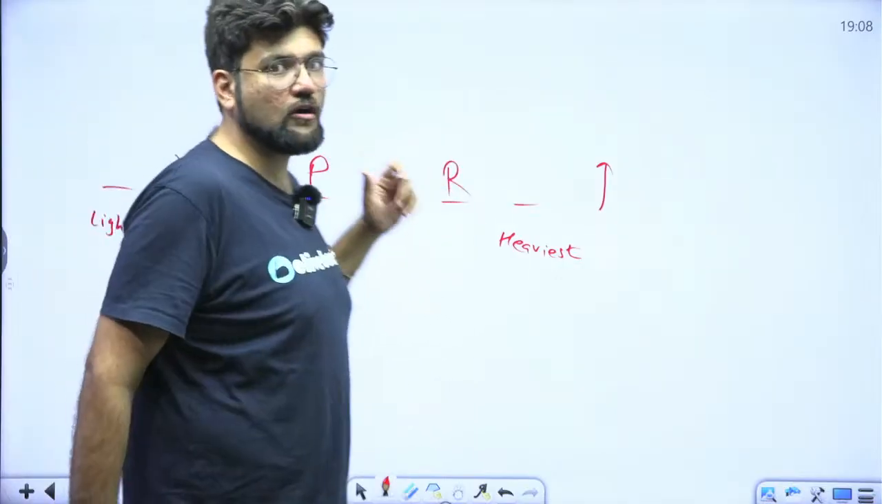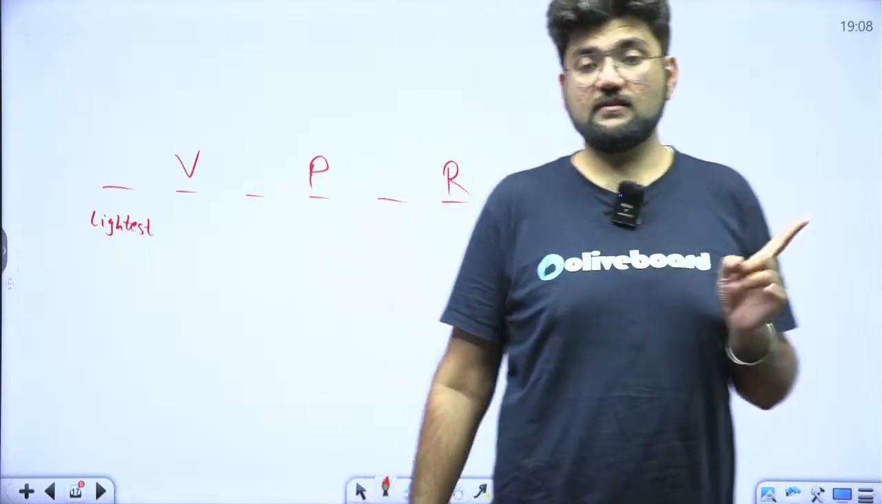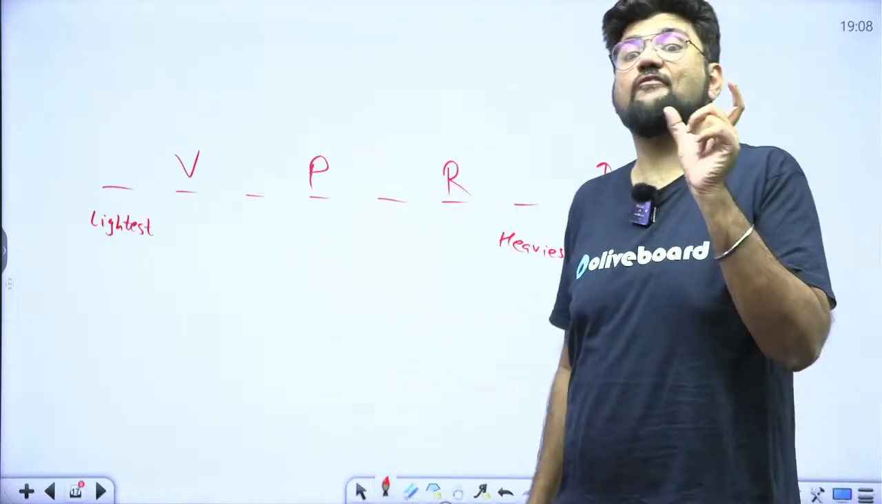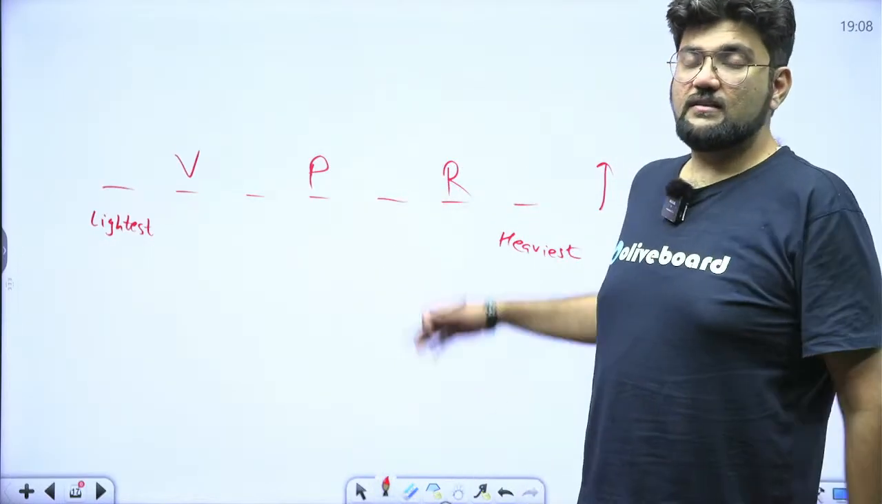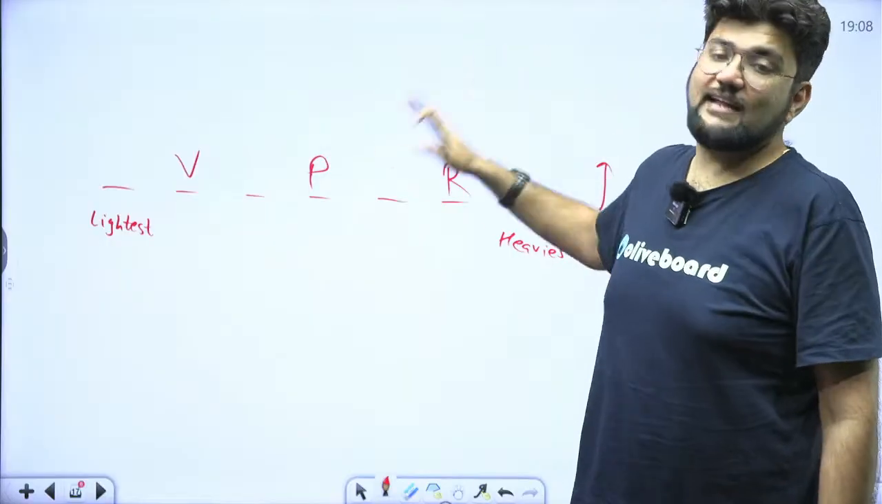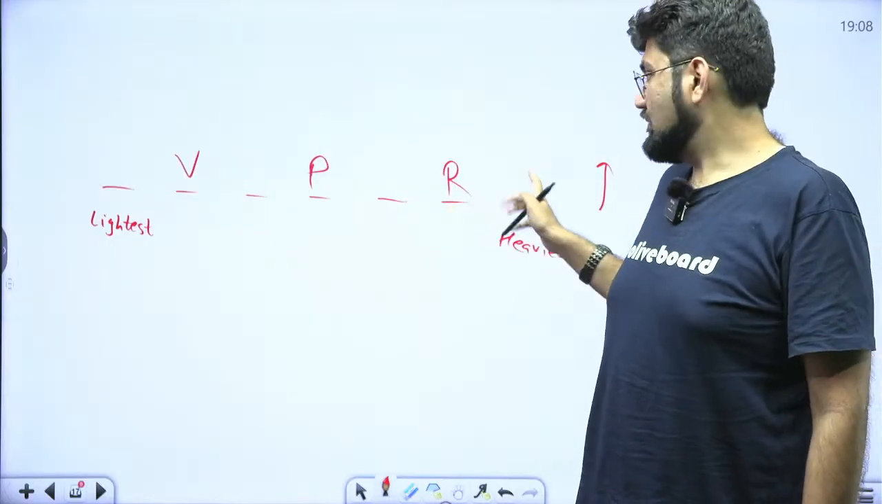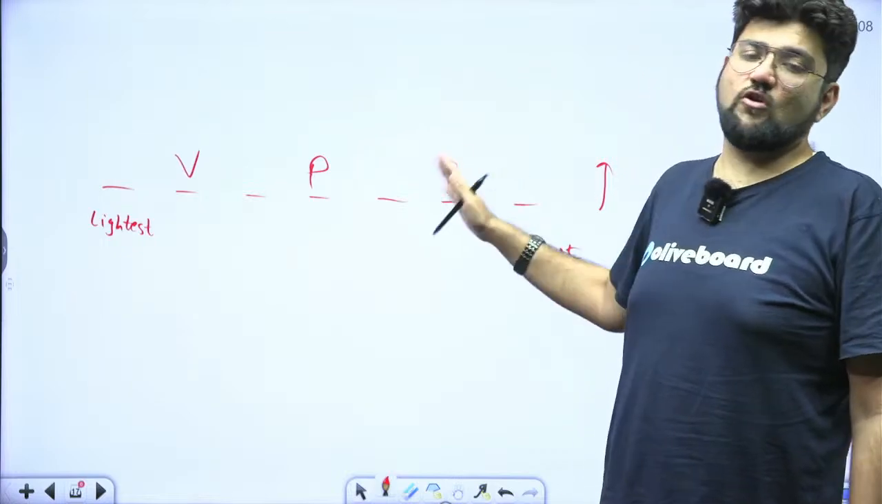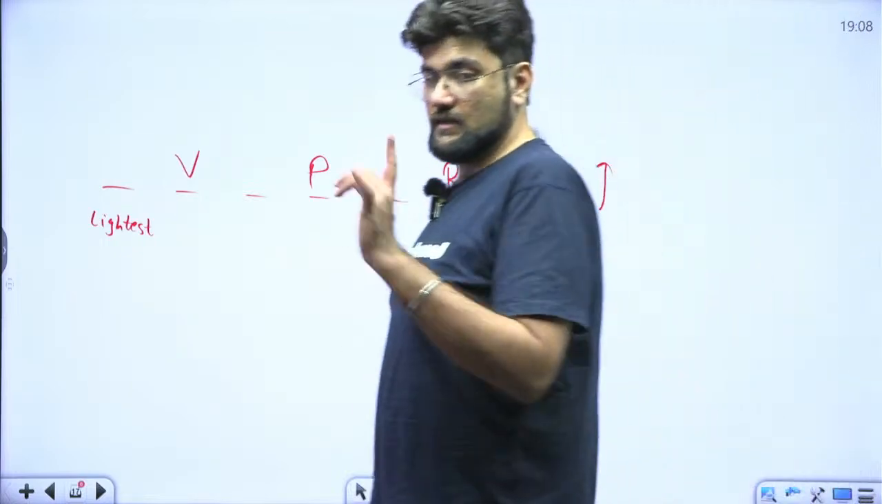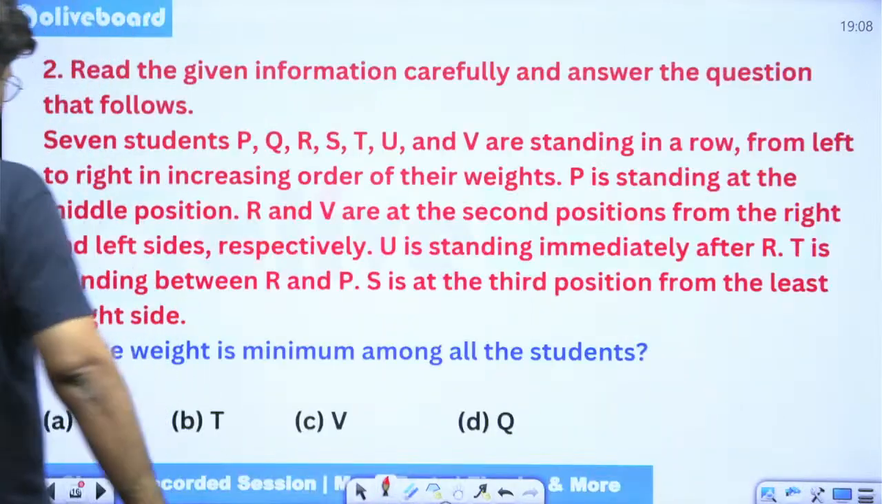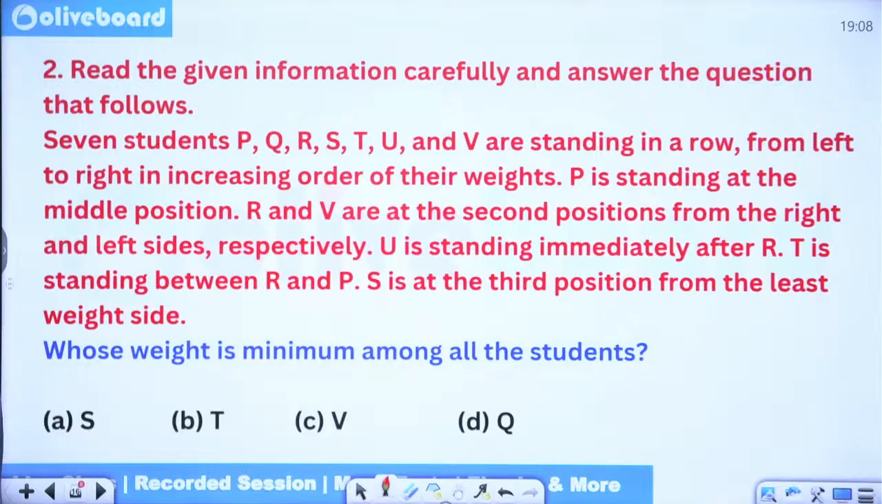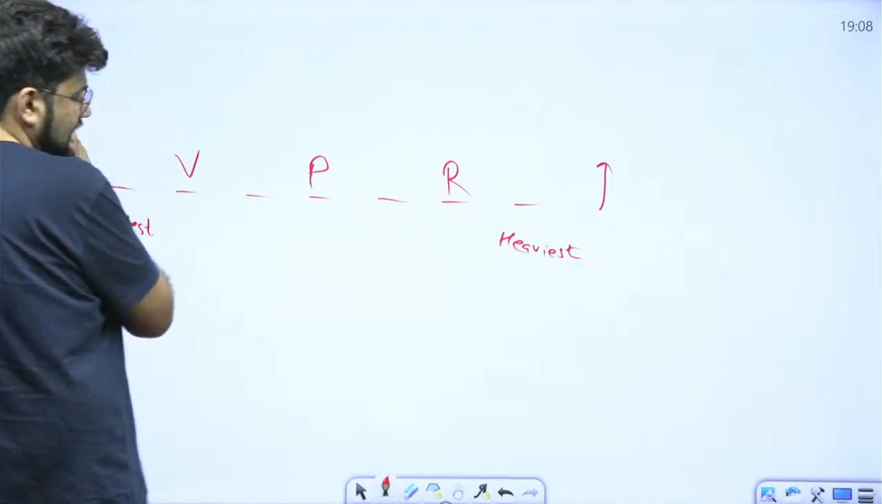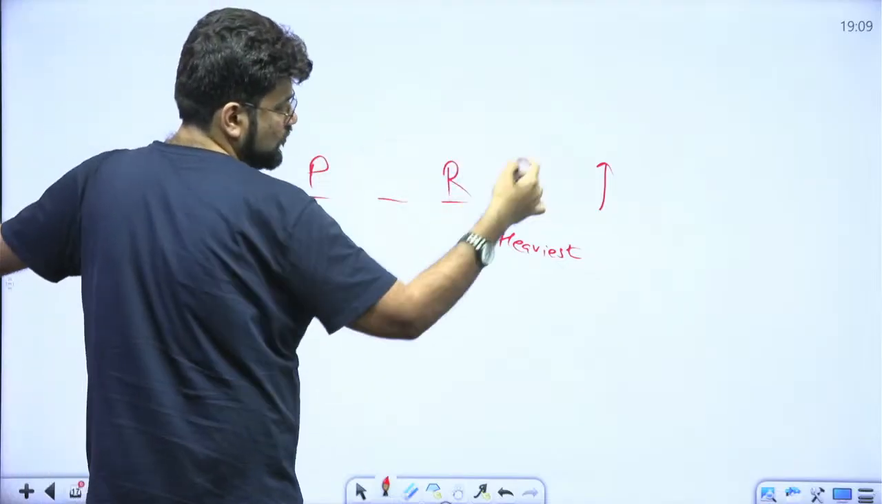Yesterday we had used the word after. Remember that. The second after the right end is different. That means after this guy, 2 places here. But second from the right end means normal, 1 and 2. Okay, be careful. U is standing immediately after R. After R means if they are standing from lightest to heaviest, after R is going to come only this position.